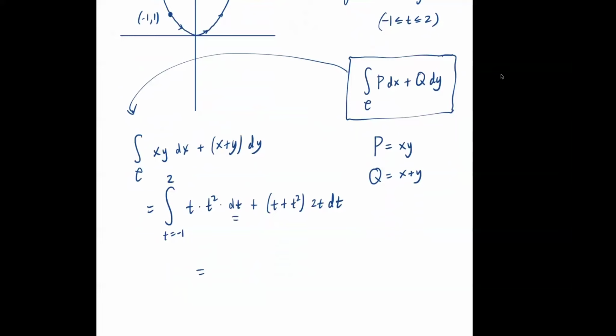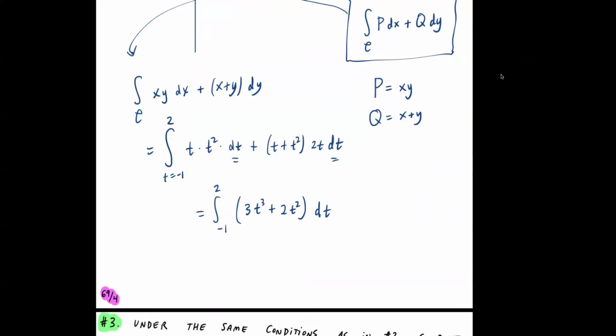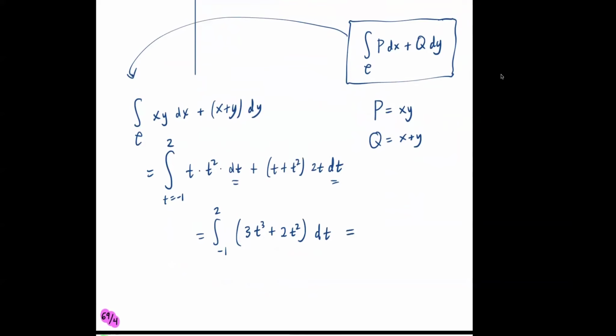Okay, and let's move these two copies of dt to the outside. We have the integral from -1 to 2 of t squared plus, well, let's see, let me try that again. So we have our t cubed here. Here we're going to have 2t cubed, so that'll be 3t cubed altogether, plus 2t squared, dt. And I wrote the answer here. Assuming I did everything correctly, that should work out to 69 over 4.